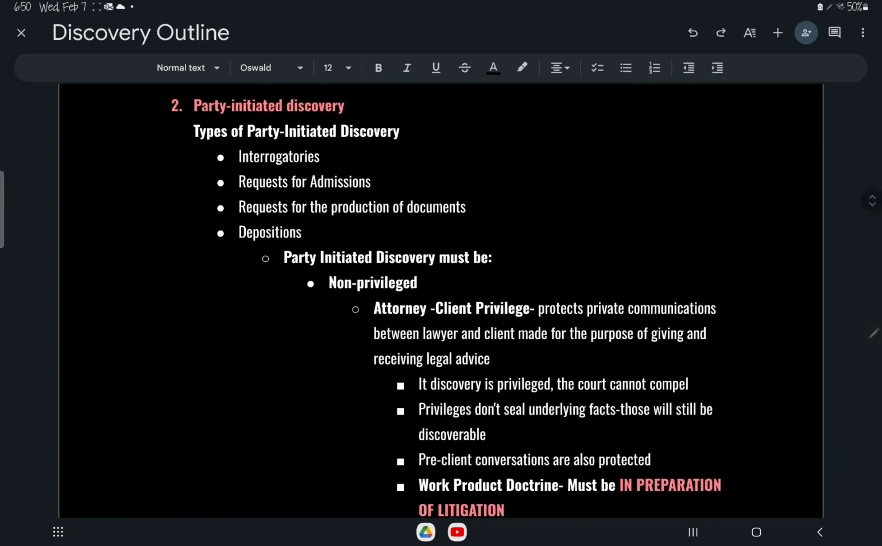Now we have the party-initiated discoveries. Types of party-initiated discoveries: we have interrogatories, requests for admissions, requests for the production of documents, and depositions.